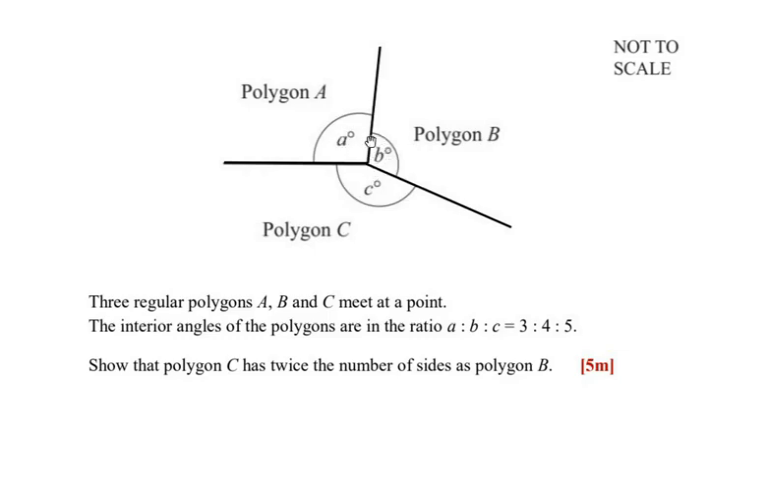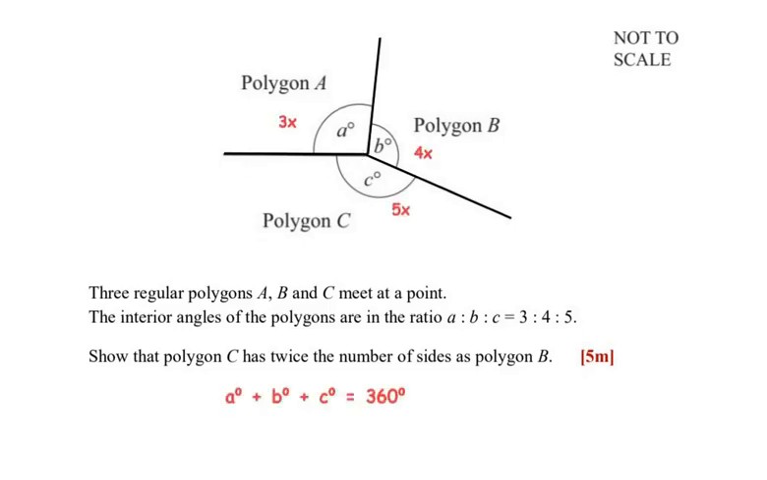Since all these three angles meet at a point, and the angle at a point is 360, the sum of all these three angles will be equal to 360 degrees. So here we have written A plus B plus C is equal to 360. And since the values of the angles are not given, they have been given as a ratio. Let us take it as 3x is to 4x is to 5x. So let us consider the angle A as 3x, angle B as 4x and angle C as 5x. So here we have written 3x plus 4x plus 5x is equal to 360.